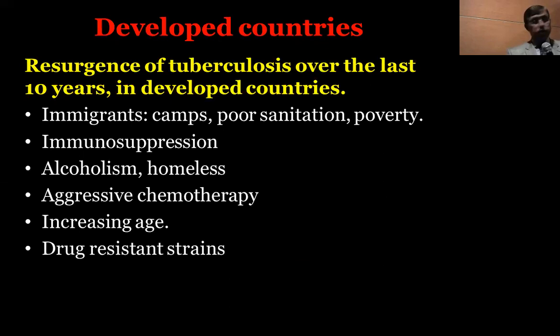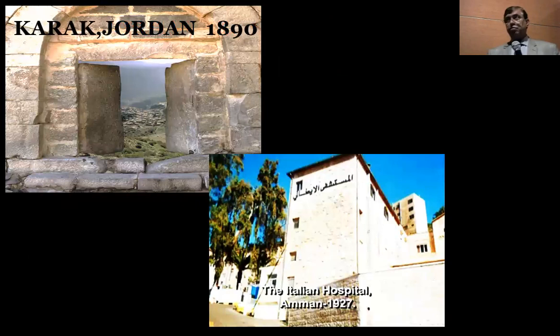Here in Jordan, the first hospital to treat tuberculosis was built in Karak, 1890. And we have to remember the Italian hospital, which was established in 1927.